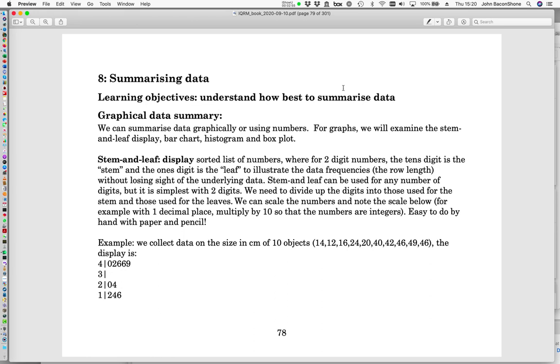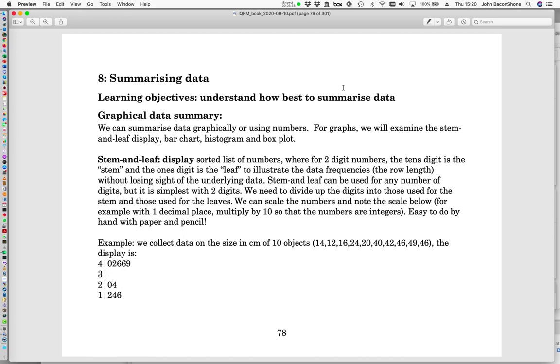If we look at the stem of 2, you can see we have 24 and 20. So the leaves sorted are 0 and 4. For the stem of 3, we have no leaves at all, but we need to include it so we can see that there is a gap in our data. And for the stem of 4, you will see we have 0, 2, 6, 9, 6 as the leaves. After sorting, that becomes 0, 2, 6, 6, 9. You'll notice that there is a duplicate 6. There are 2 46s, and we need to show both of those so we can actually show that we did have a duplicate 6.